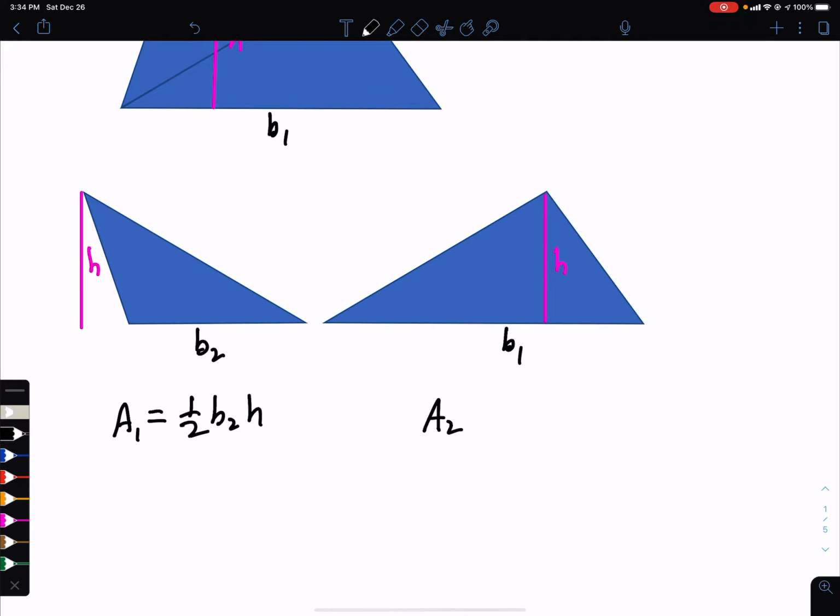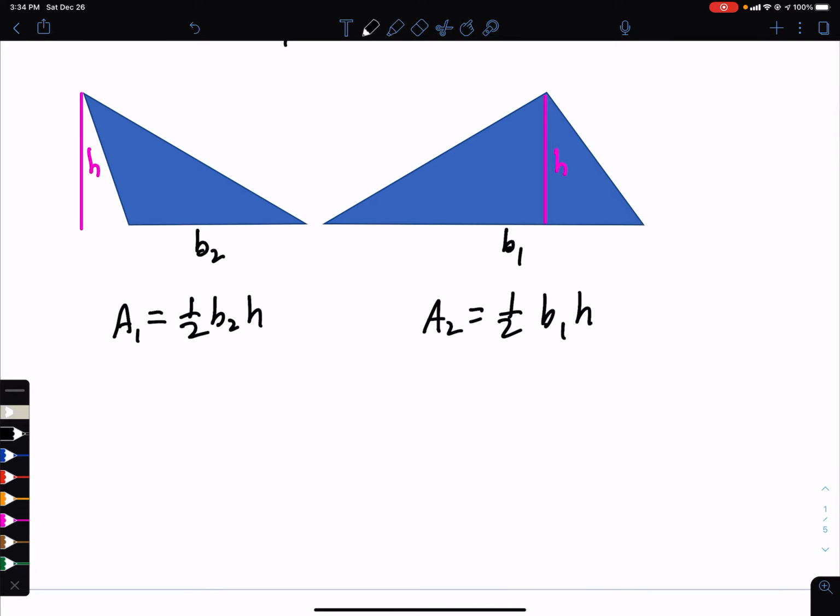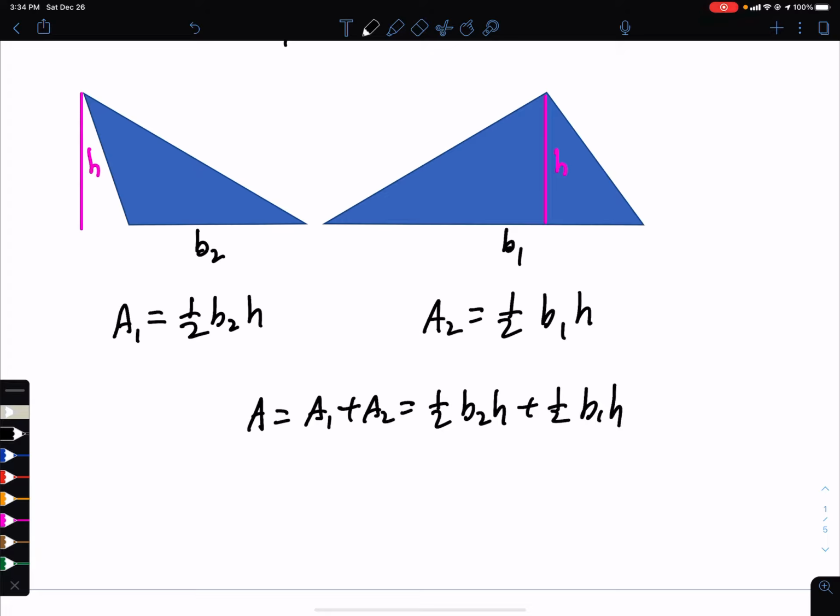And the area of triangle 2 is 1/2 the base. Ooh, I should have renumbered these. Whoops. The base times the height. Well, if you want the area of the whole thing, the total area is the area of the first one plus the area of the second one, which is 1/2 base 2 h plus 1/2 base 1 h.